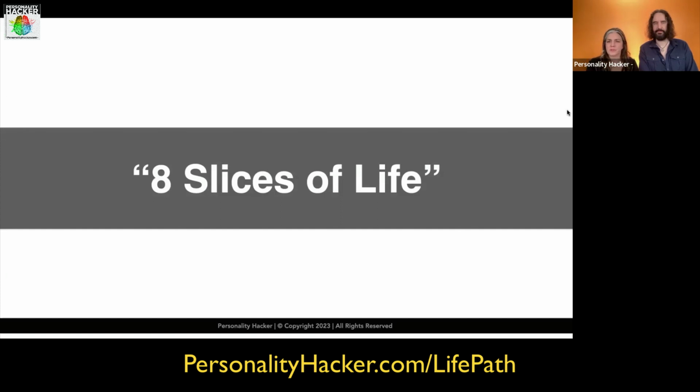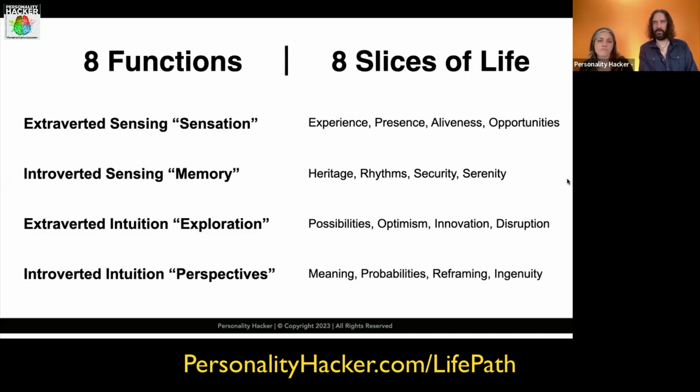So what would that really look like? Well, let's take the perceiving functions first. These are the sensing and the intuitive functions. So this is how we learn information and we perceive our world. These are the functions that we use. And each one of these functions is hyper-focused on and tuned in or tapped into an energy that's represented in this area of life. So extroverted sensing, or what we call sensation, is focused on the aspects of life that understand the importance of experience right here, right now.